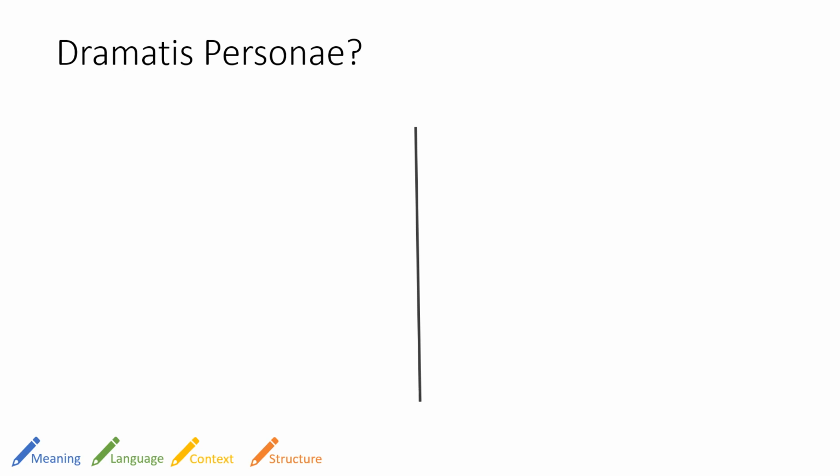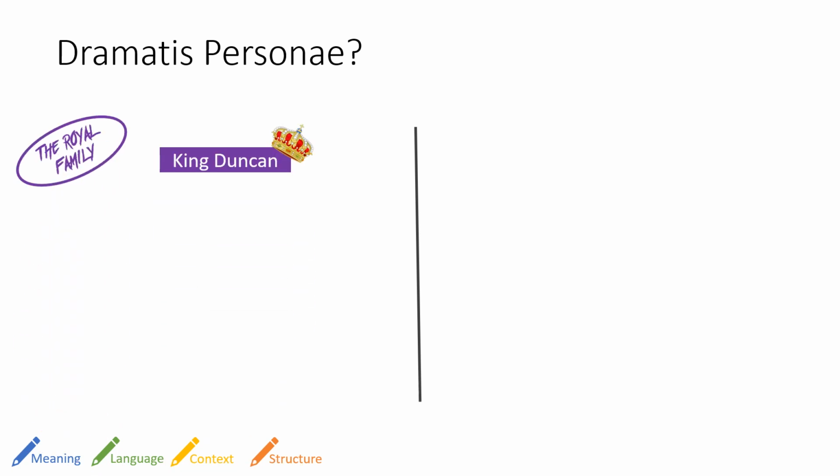Who are our dramatis personae of this scene? Who are the top guys involved? Well, big lad up top. We've got King Duncan, King of Scotland, obviously going to be an important character for us. With him, we've got his two sons, Malcolm and Donalbain. These guys are important right until the end of the play.